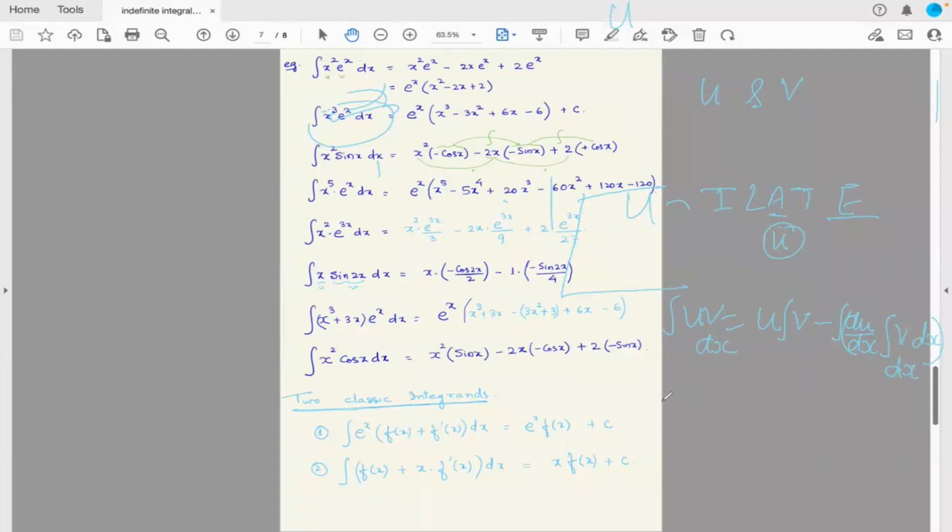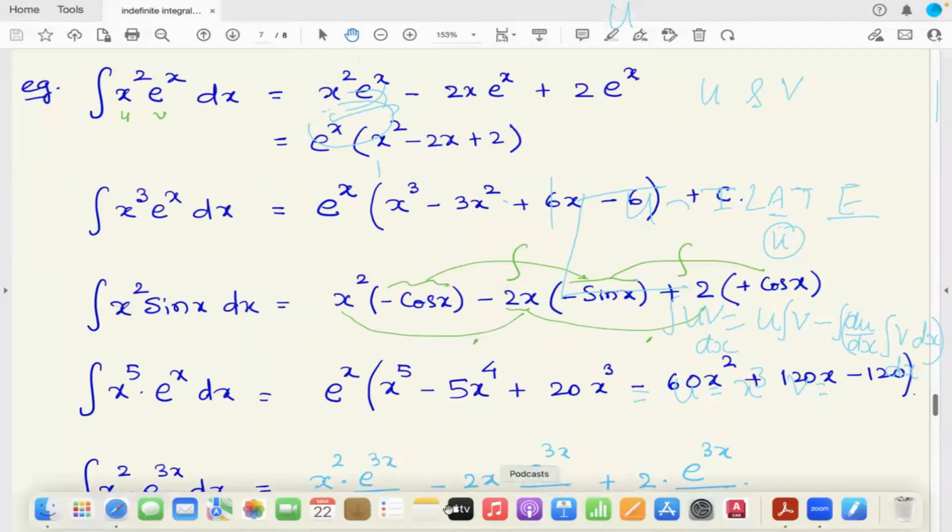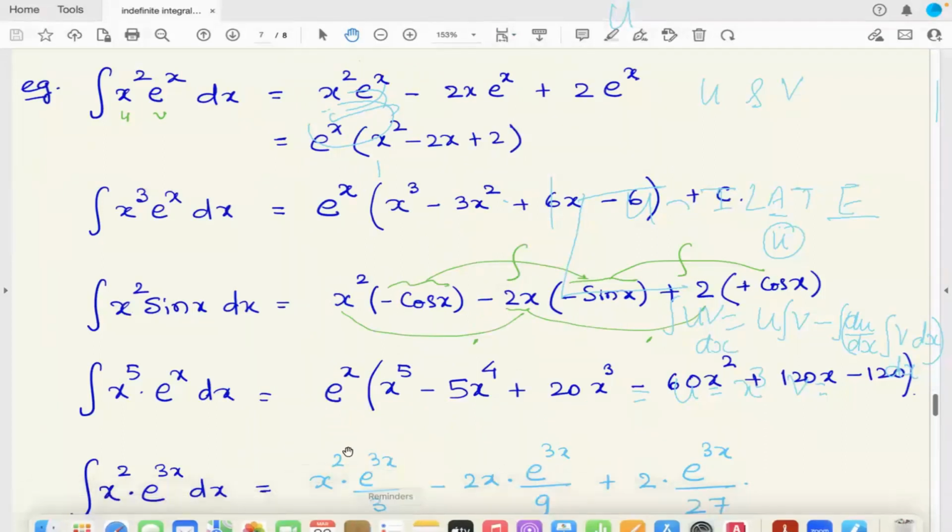so what happened? Let me solve this question. So here u is x cube and v is our e to the power x. I hope now it will be okay.